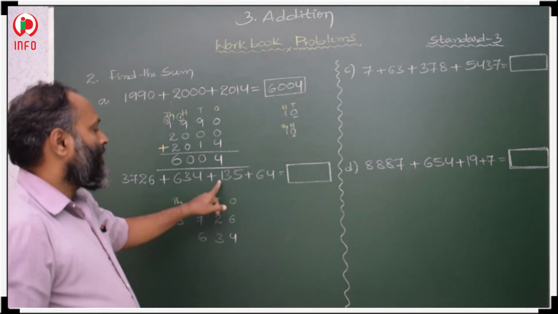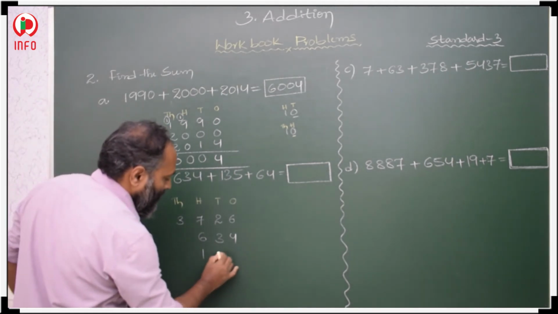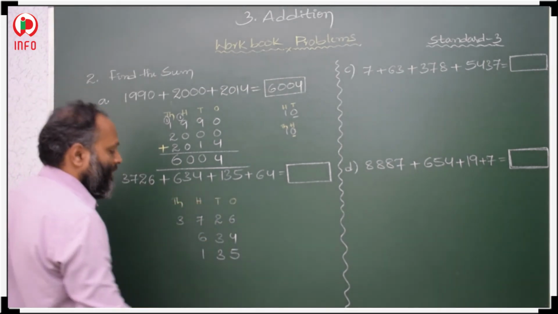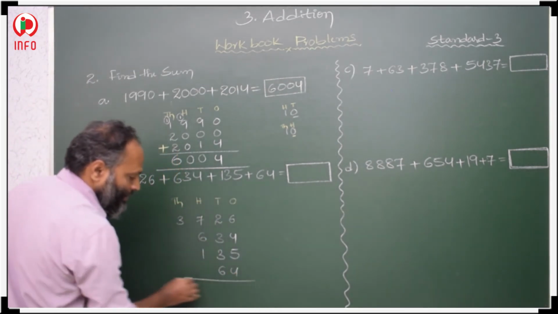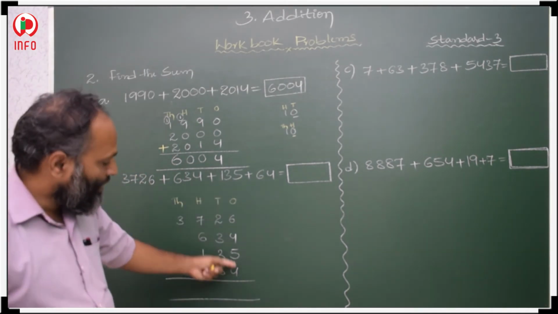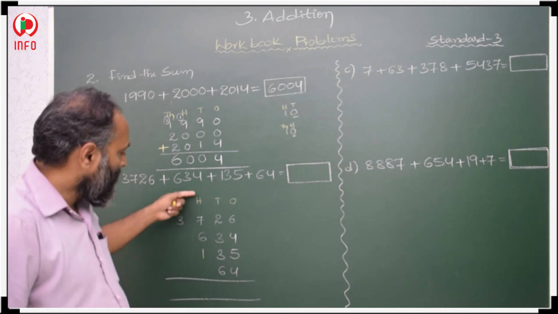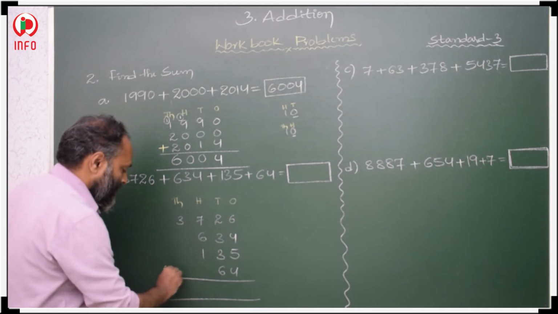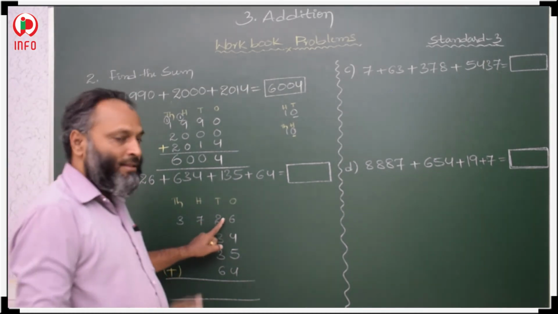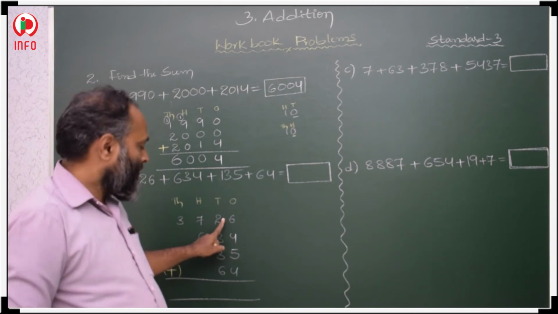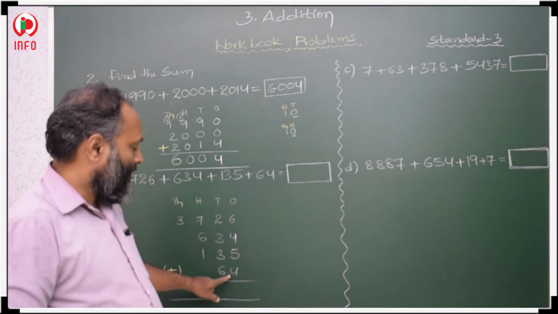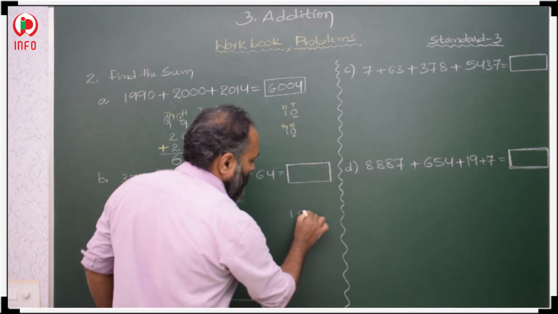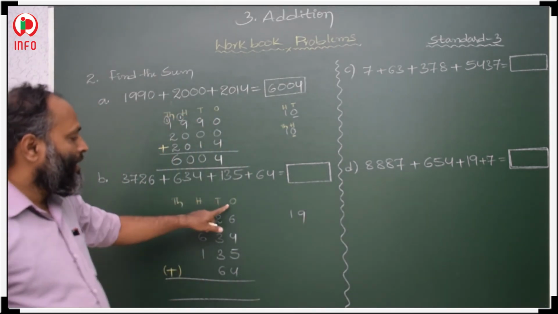634. Then here also we start from 100. 135. And here only 2 digits were there, so we start from tens. 64. So in order we have to write: ones digits in ones place, tens digit in tens place, hundreds digit in hundreds place, and thousand digit in thousands place. Plus 6 plus 4, 6, 7, 8, 9, 10. 10 plus 5, 15. 15 plus 4, 16, 17, 18, 19. So 19. First, if we are adding ones place, we are getting 19.